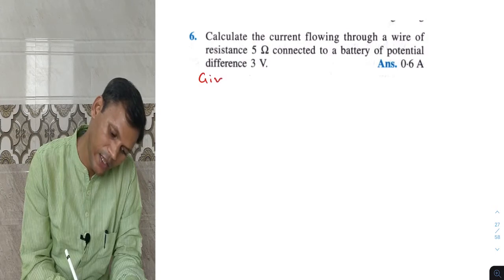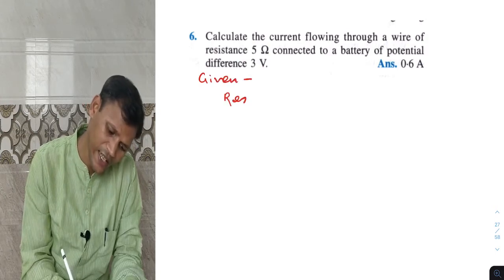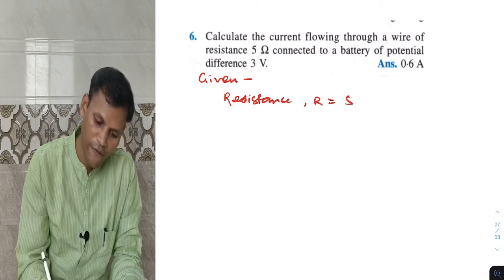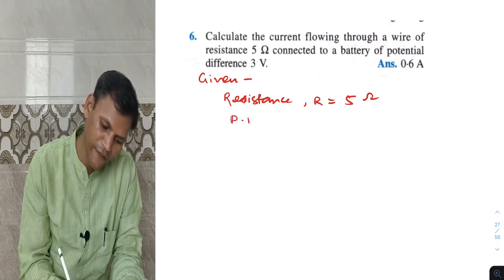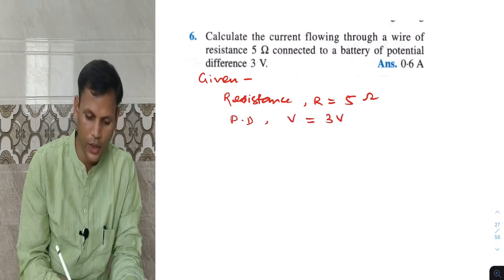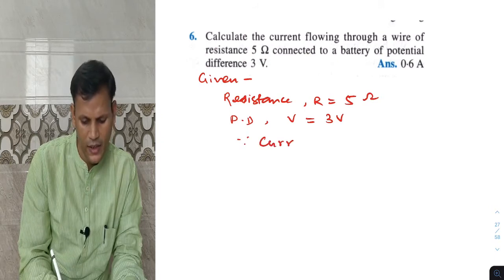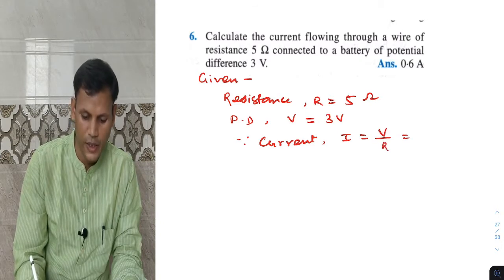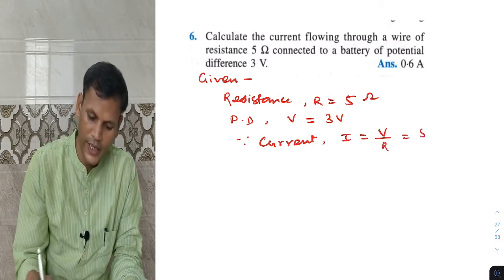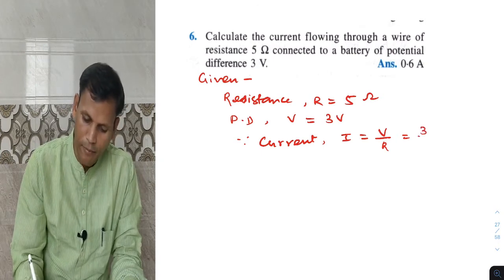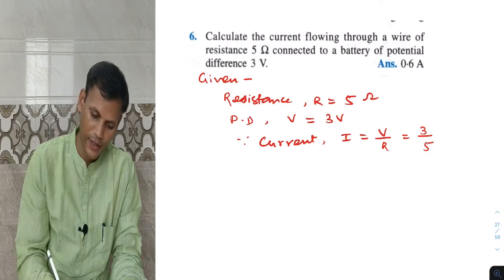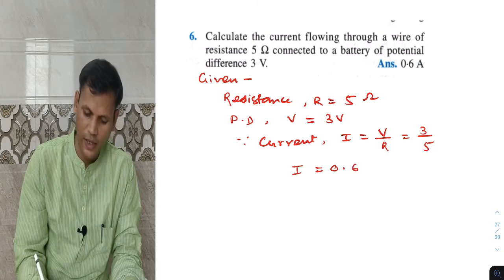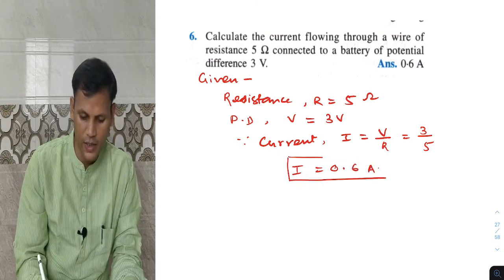So we'll write the given part. Resistance R is equal to 5 ohm and potential difference V is equal to 3 volt. Since current I is equal to V by R, V is 3 and R is 5. So I will be 3.0 by 5, that will be 0.6 ampere. So we get the answer.